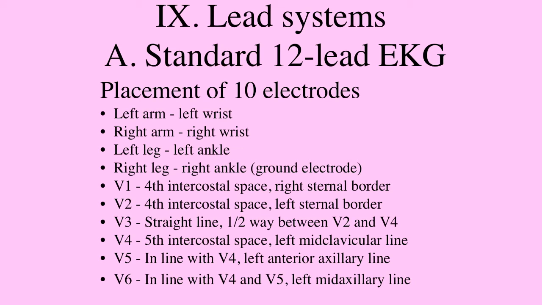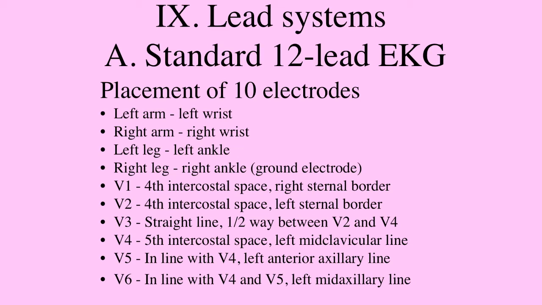Left and right arm on the wrists, left and right legs on the ankles. And you want to try to get it on soft tissue, not bone. And then you put your V1 through V6 onto the chest, onto the torso, based on what's shown here. And again, you'll get the skill of doing that later in the curriculum.